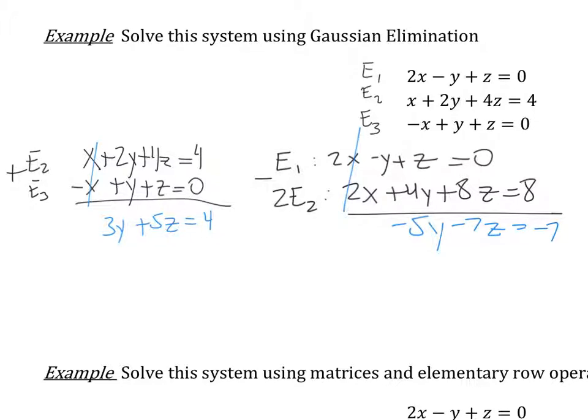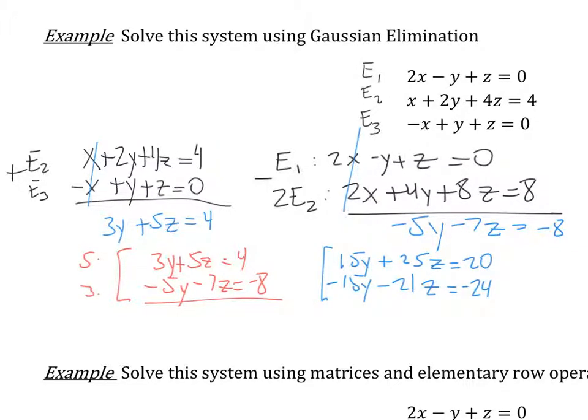And now let's see if we can get rid of the y's. Pulling these two equations together, we've got a new little system with just two variables, y and z. Let's try to get the y out by multiplying the top one by 5 and the bottom one by 3. So we get 15y plus 25z equals 20, and negative 15y minus 21z equals negative 24.